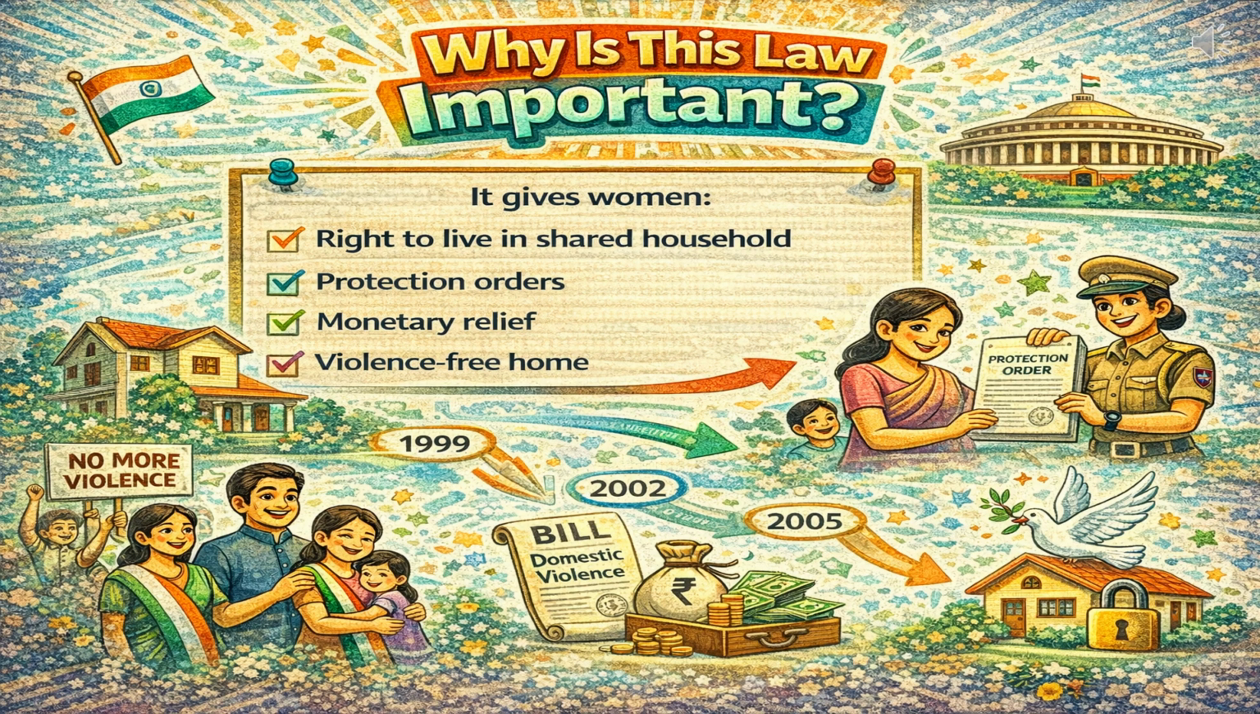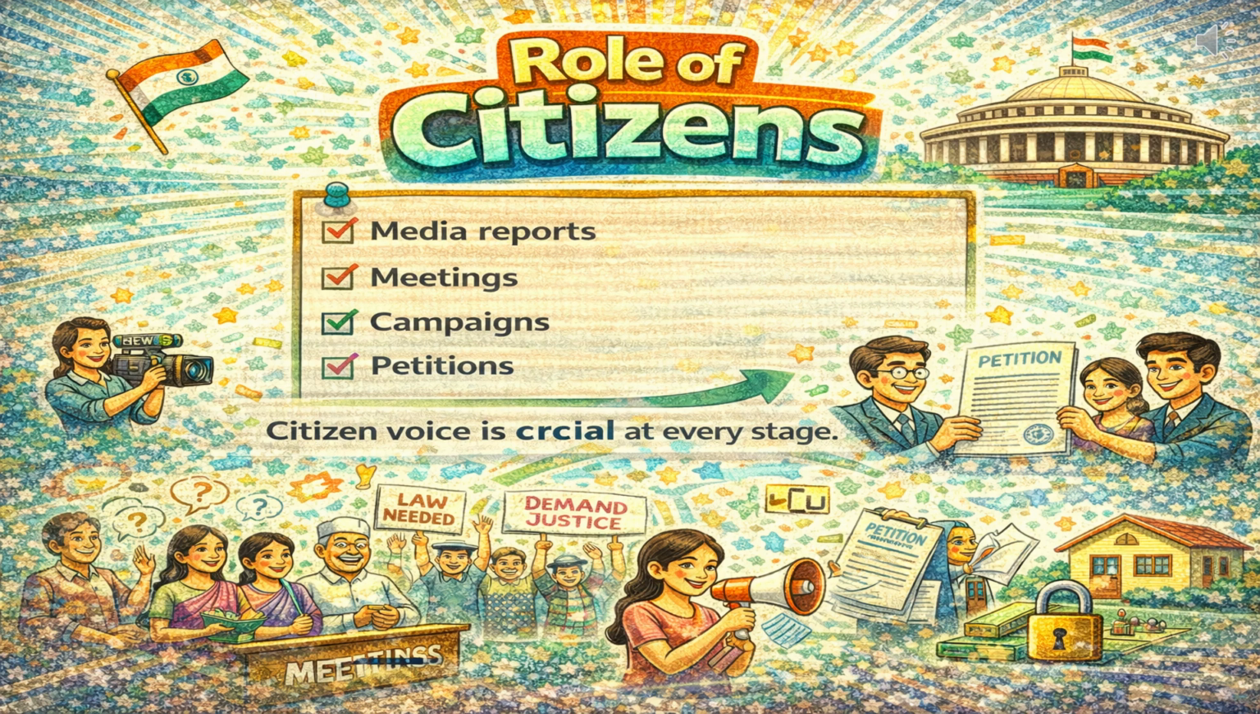This law gave important rights to women: a right to live in a shared household, protection orders, monetary relief, and a right to a violence-free home. It made homes safer and more just. Citizens play a big role in lawmaking. They help through media reports, meetings, campaigns, and petitions. At every stage, the citizen's voice is crucial.